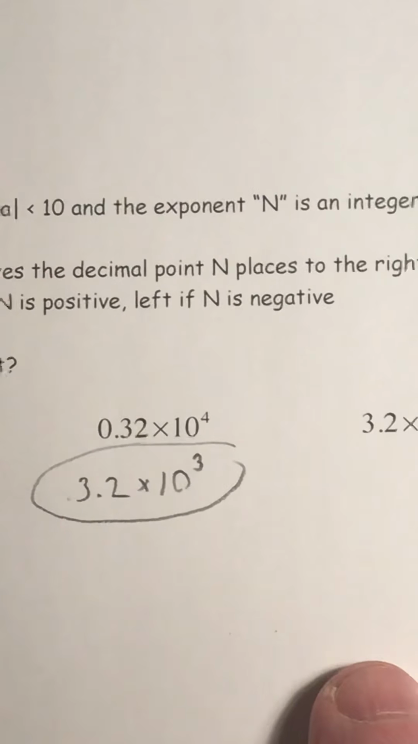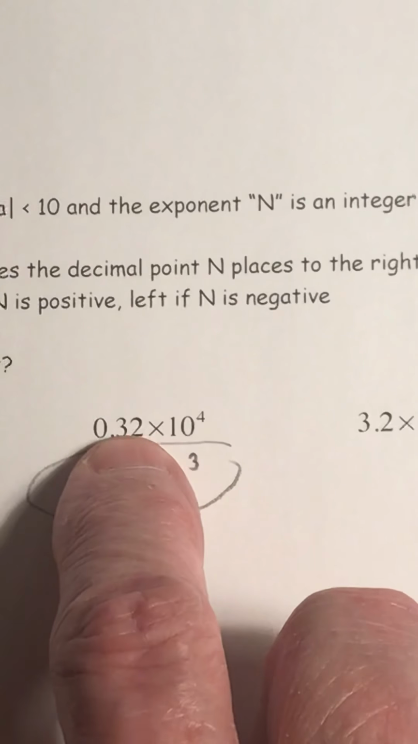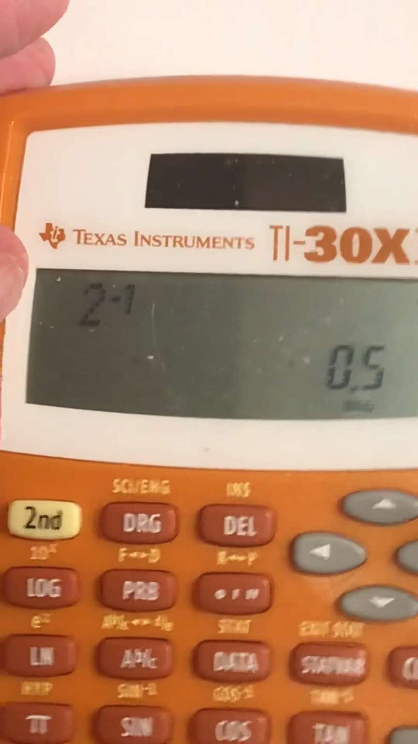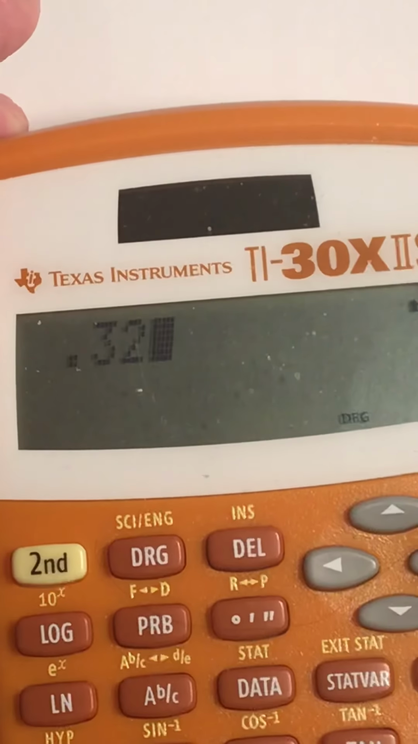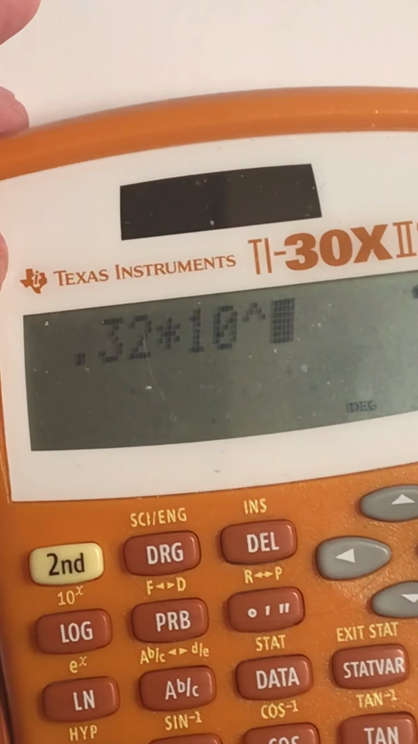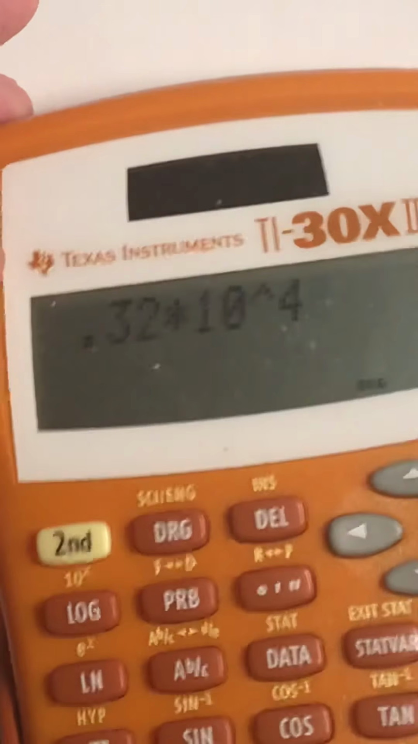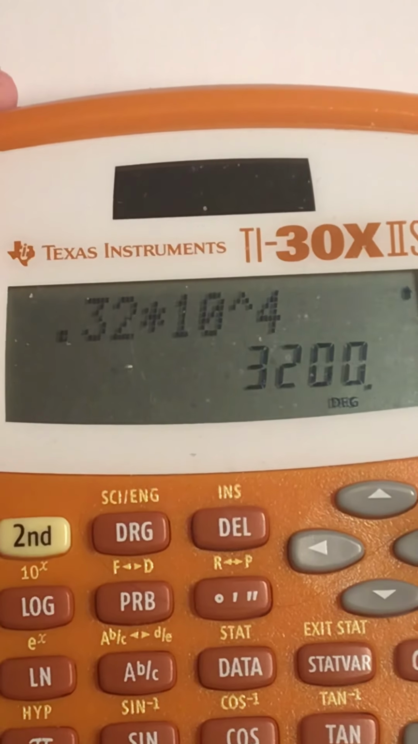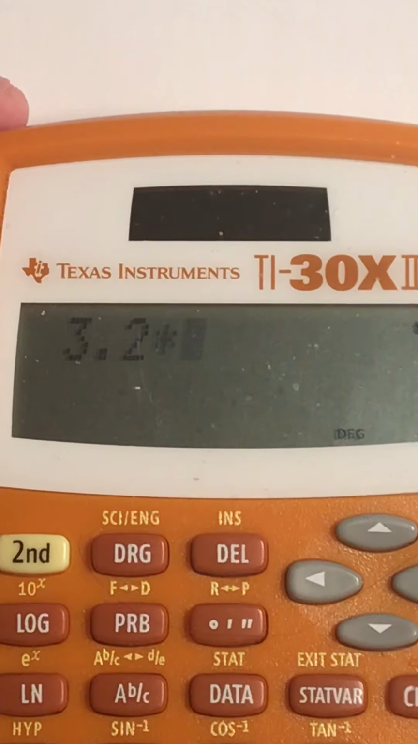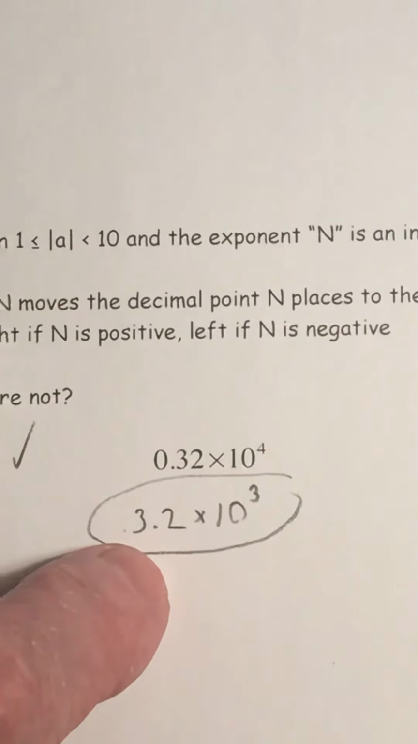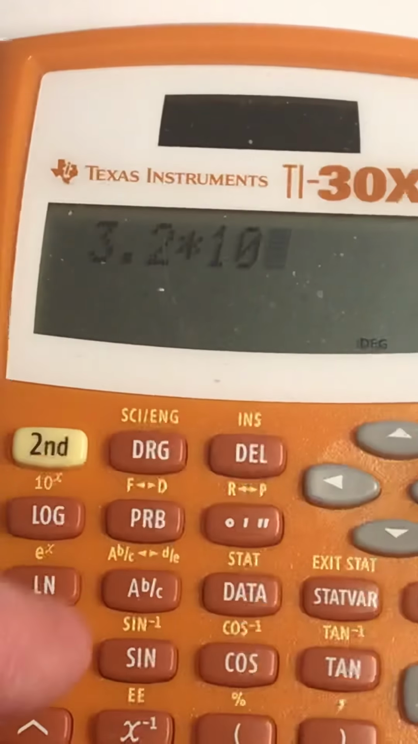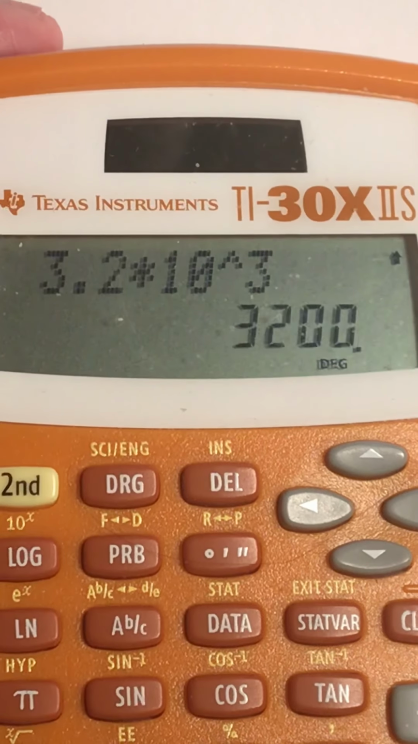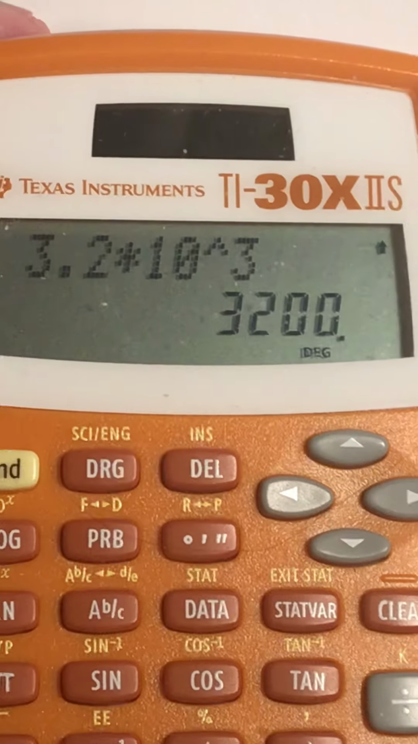Okay, and if you don't see that these are equivalent, put these in the calculator. If you do 0.32 times 10 to the 4th power, see that? 3,200. Now if I do 3.2 times 10 to the, what did I change it to? 3.2 times 10 to the 3rd power, I should still get 3,200, and I do. See, I'm not lying.